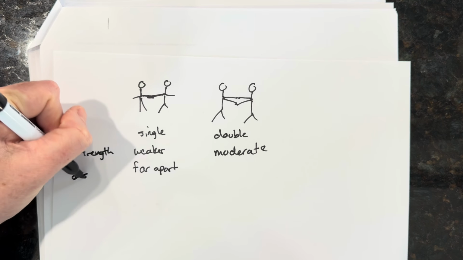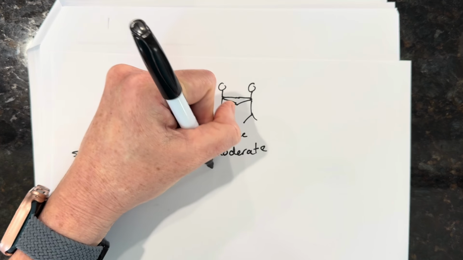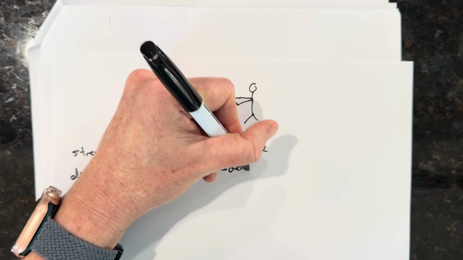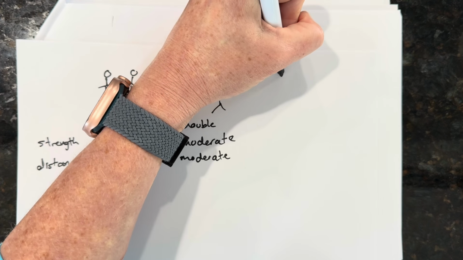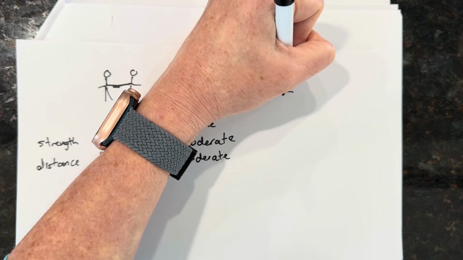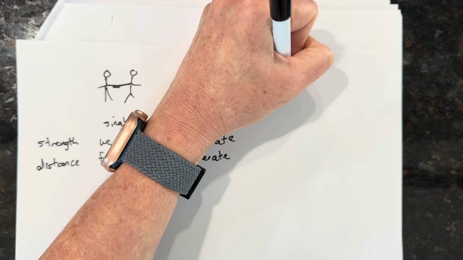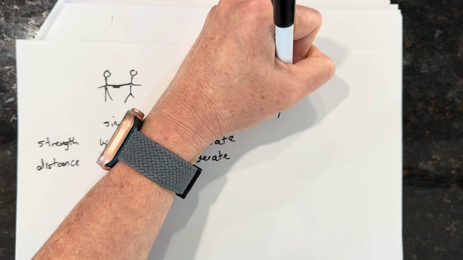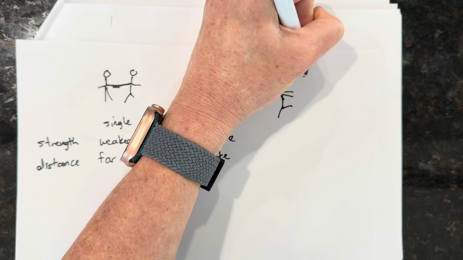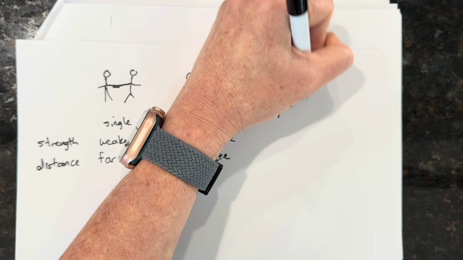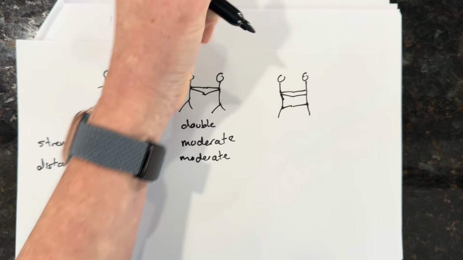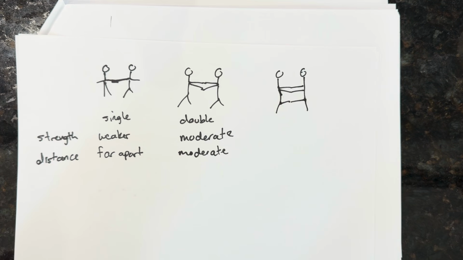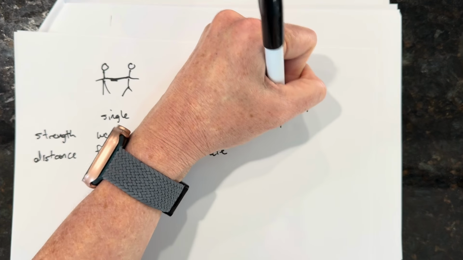And its distance is moderate as well. Now let's say you're standing there facing each other and you've got 2 arms and then you're like, let's link legs. For anybody who has seen this demo in class, it's kind of goofy. Okay, so they're holding hands and they're linking legs at the same time. This would be representative of a triple bond.